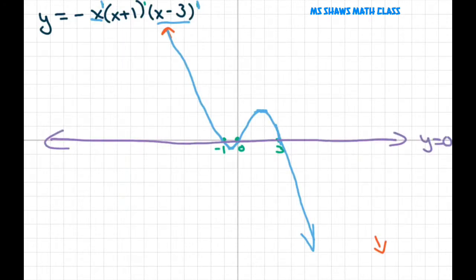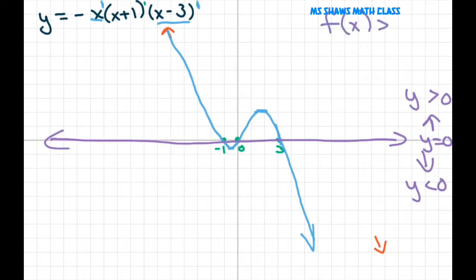And the last thing we need to do is determine where our graph is above the y equals 0 and where is our graph of f of x below the y equals 0. So where is our f of x positive? And if we look at this, it's positive right through here and then through here. So that's from negative infinity to negative 1 and from 0 to 3.